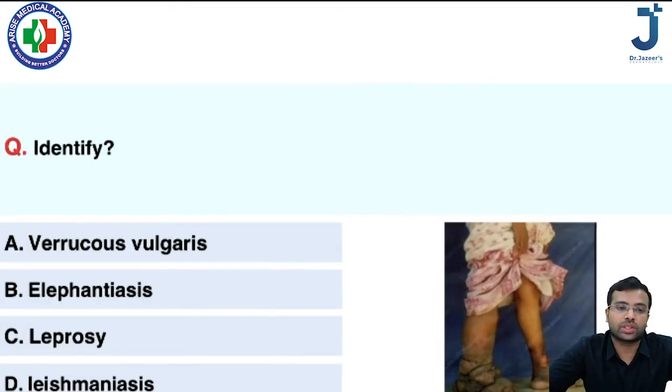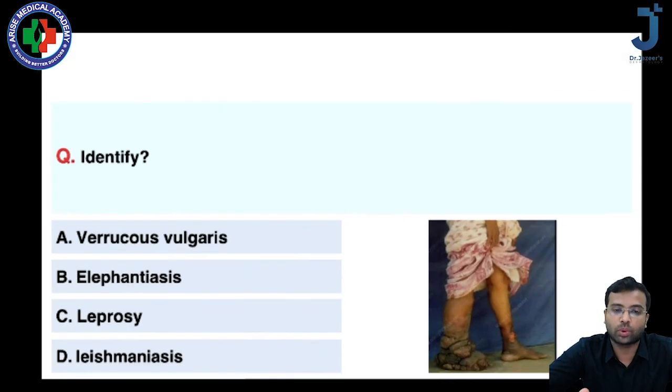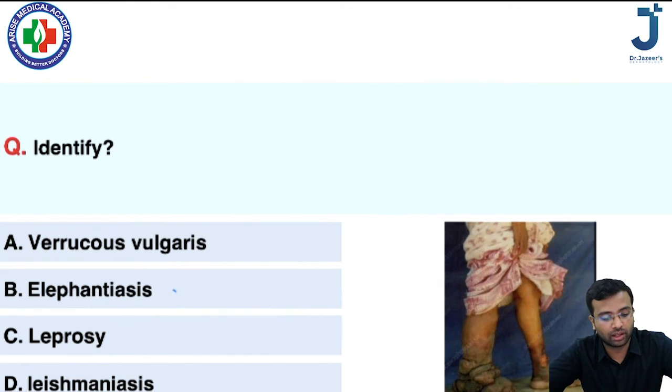So going to the next question, they have simply asked you to identify the condition. So the options were verruca vulgaris, elephantiasis, leprosy, and leishmaniasis. Now let us see the image once again. So in this image you can see that there is a unilateral swelling, isn't it, of one of the lower limbs, and the entire texture of the skin and the limb has been changed. So this is a very simple spotter that is going to be elephantiasis.